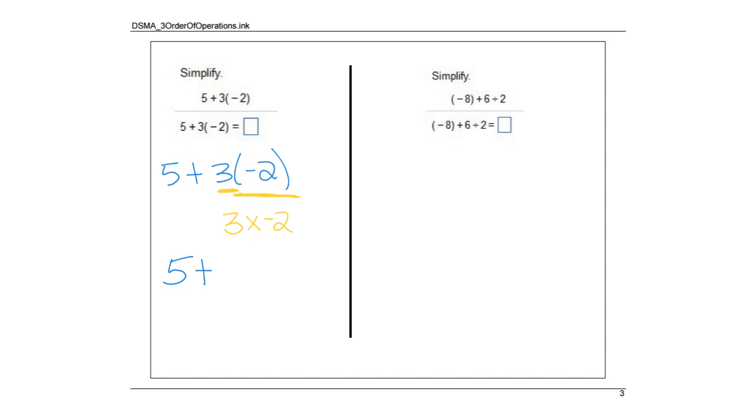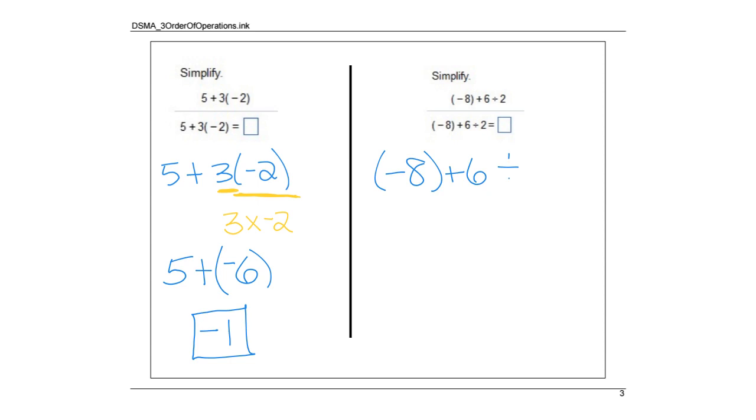We're going to only take care of multiplication and division. And so that would give us what, a -6, which technically we should put in parentheses. And now we can take 5 plus -6, and that gives us -1. Okay, let's try the one over here.